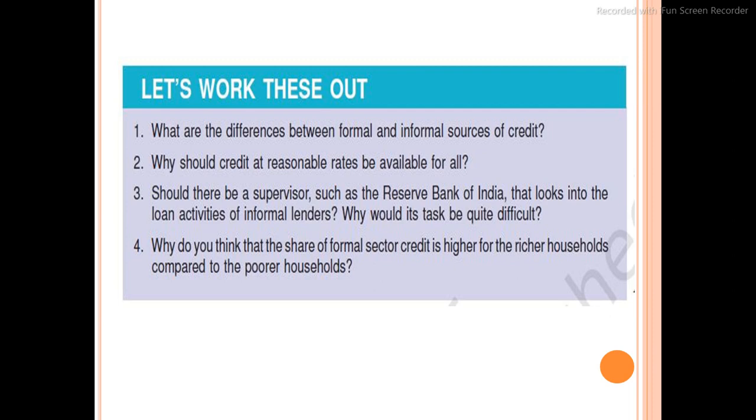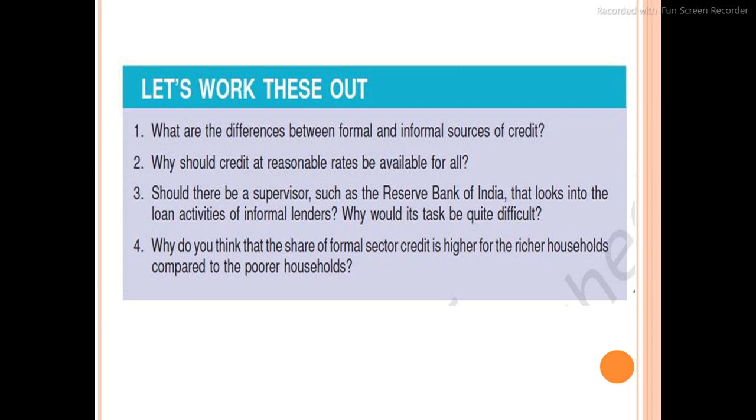You have 4 questions here. You have to read these 4 questions. After reading them, you have to write the answers, take a click and send it to my WhatsApp number. All your work is very important for the marks for notebook checking, subject enrichment activity, and multiple assessment. So the question number 1 is asking you: What are the differences between formal and informal sources of credit? You have to explain that.